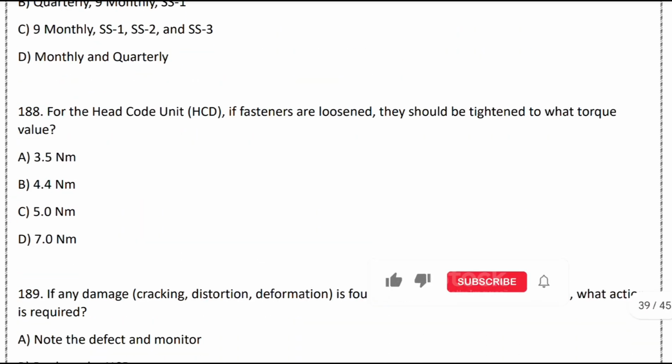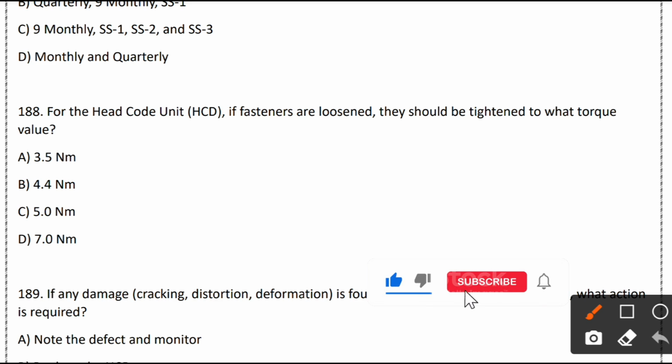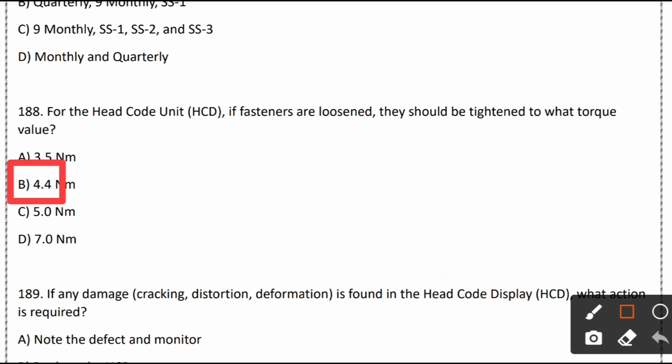188. For the head code unit, if fasteners are loosened, they should be tightened to what torque value? A. 3.5 Newton meters. B. 4.4 Newton meters. C. 5.0 Newton meters. D. 7.0 Newton meters. The correct answer is B. 4.4 Newton meters.